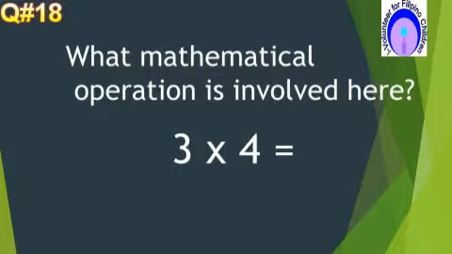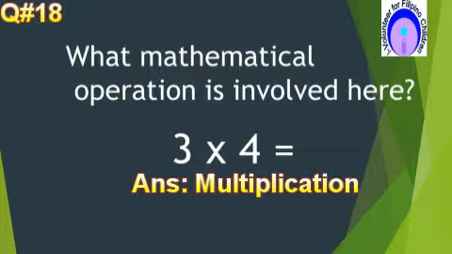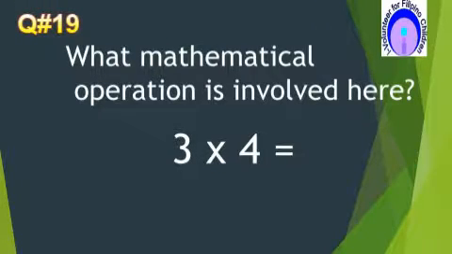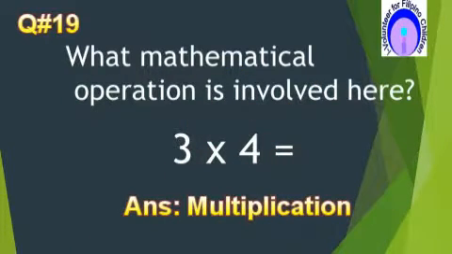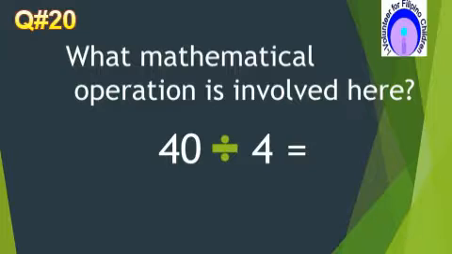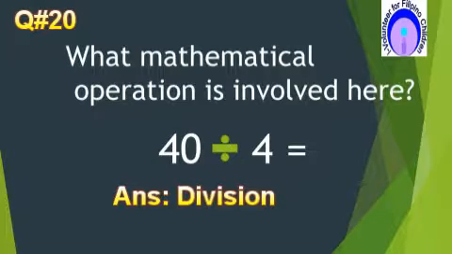Number 18. What mathematical operation is involved here? The answer is multiplication. Number 19. What mathematical operation is involved here? The answer is multiplication. Number 20. What mathematical operation is involved here? The answer is division.